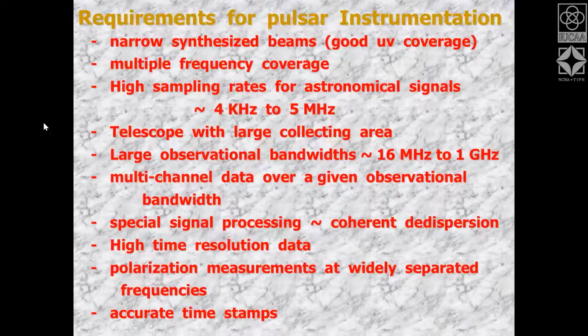Sampling rates have to be large, and since they are weak sources, your telescopes have to have large collecting area. So Arecibo is a very large, 300 meter telescope. GMRT has a collecting area of roughly 47,000 square meters. Okay. Similarly, GBT has a fairly large collecting area. So these are the telescopes which are employed for pulsar observations.